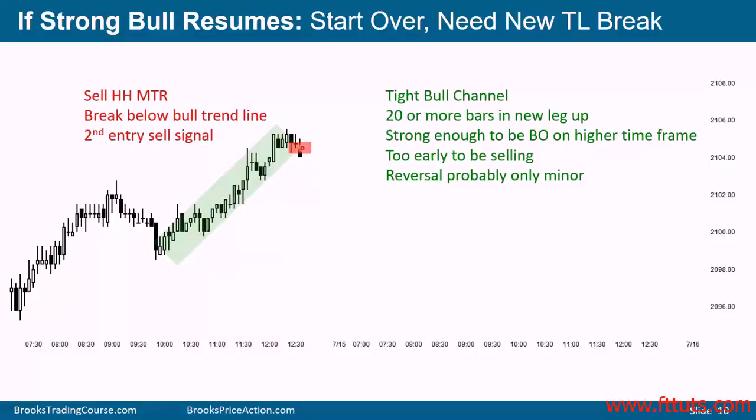$20 in a very tight bull channel. I would call this a resumption of the bull trend. I would view this as a new bull trend, and therefore I would need another sign of strength by the bears, a resumption of the bull trend, and a failure around the prior high. This reversal is more likely minor, and it probably will become a bull flag, and the bull trend will probably resume.